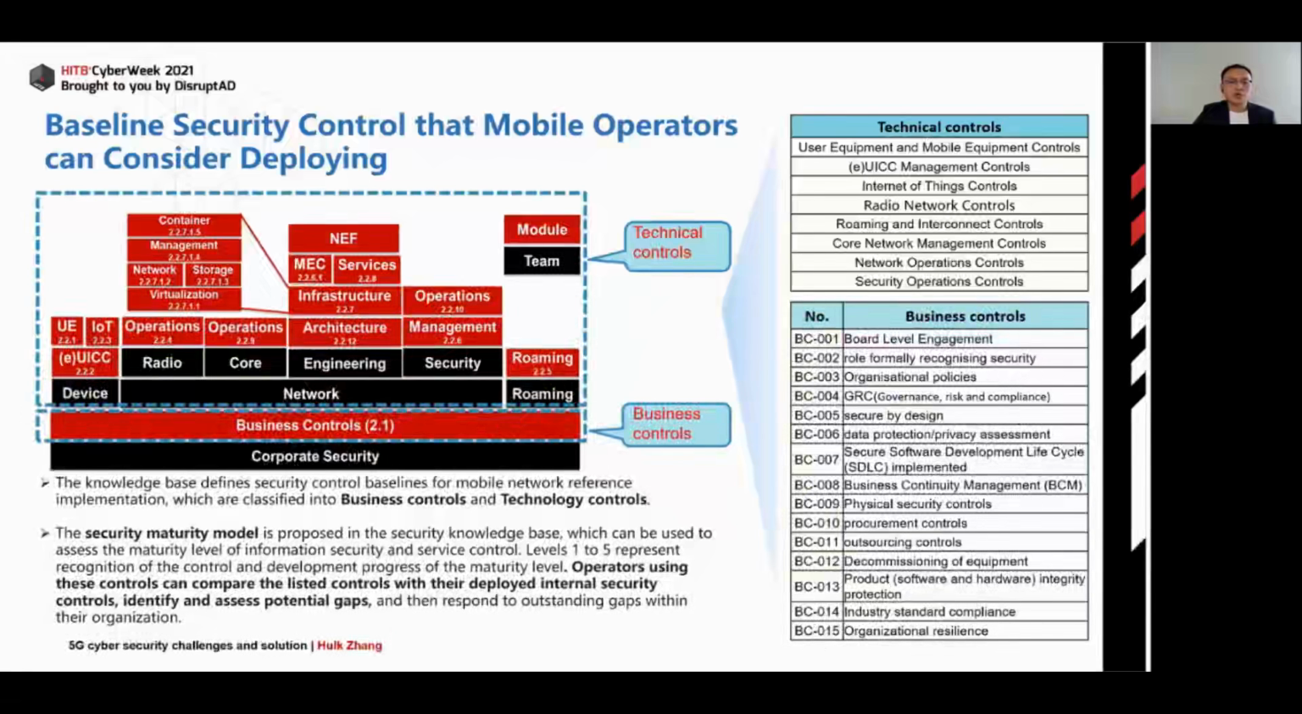Besides, a security maturity model is proposed in this space, which can be used to assess the maturity level of information security and service control levels. The levels 1 to 5 represent the recognition of the control and the deployment process of the maturity level. Operators using these controls can compare the listed controls with their deployed internal security controls, so that their current security controls can be improved or increased.